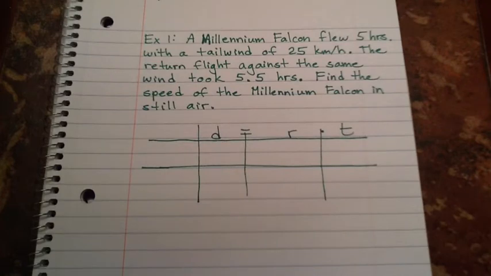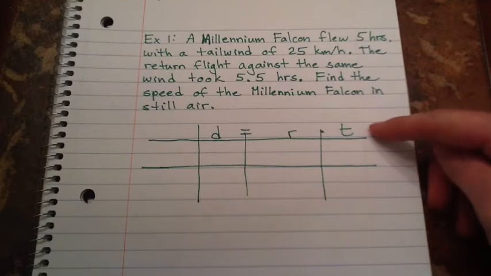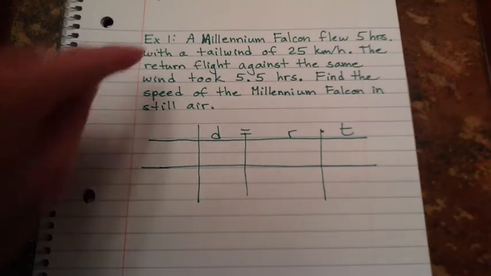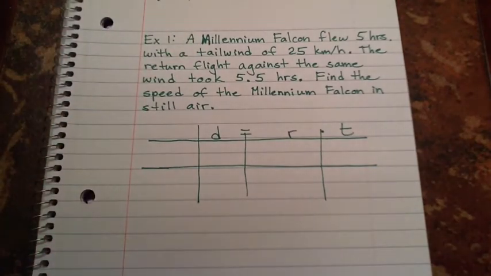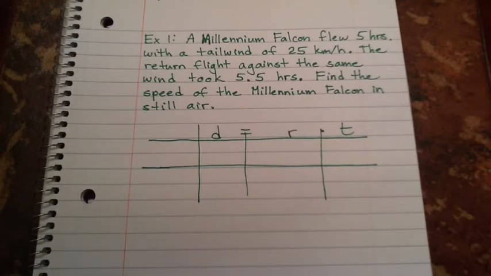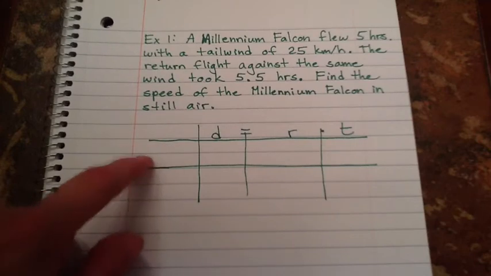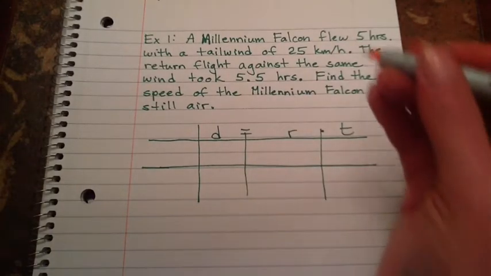Because we're talking about distance, rates, and times, we're still using that same formula. Distance equals rate times time. So you set up your chart, and then you start looking for valuable information. We know that we have a Millennium Falcon flying, and that it's going to have a tailwind, which helps it, and a headwind, which is going to go against it. So instead of calling it the Millennium Falcon in here, you're just going to call it with the wind that it has, so it helps you to know what to do.